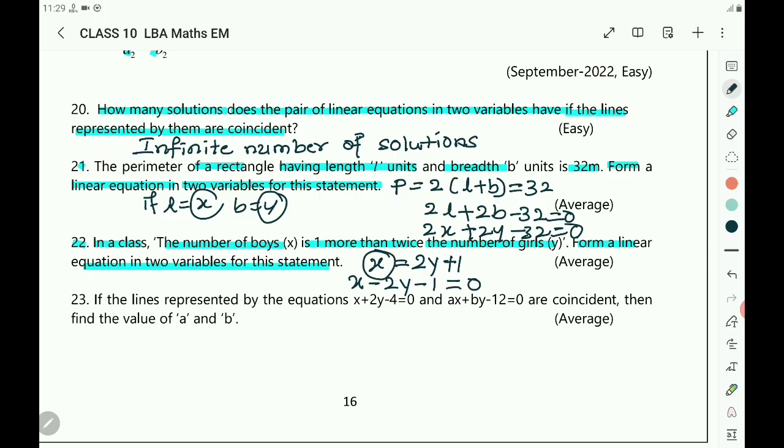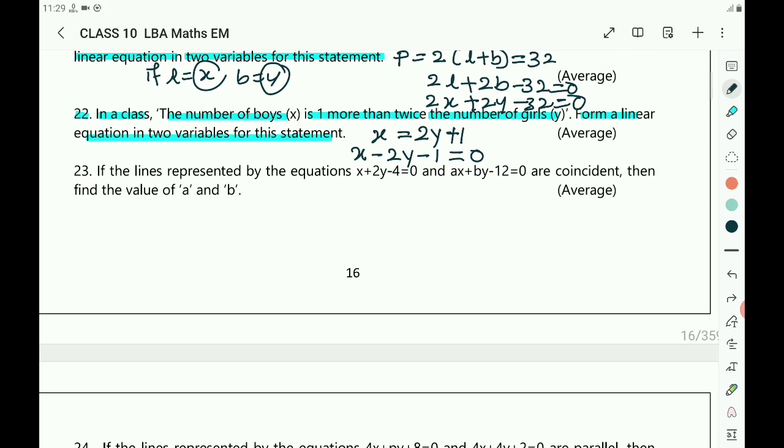Here the number of boys x is equal to 1 more than twice the number of girls, that is 1 more than 2y. You can write this in the standard form of the linear equation in two variables: x minus 2y minus 1 equals 0. Then you take question number 23. If the lines represented by the equations x plus 2y minus 4 equals 0 and ax plus by minus 12 equals 0 are coincident, then find the value of a and b.